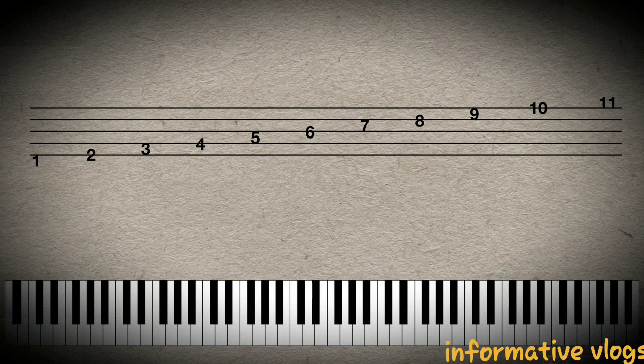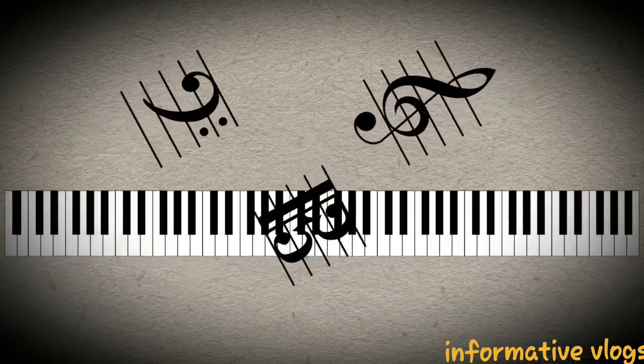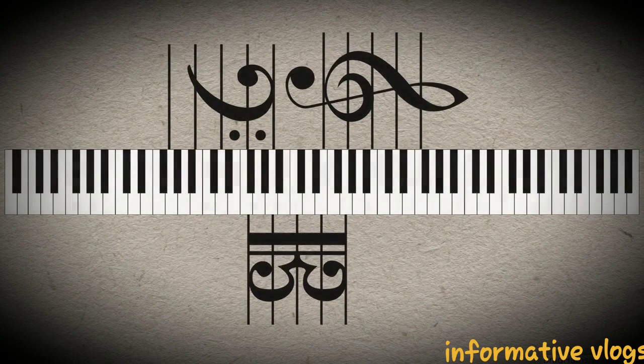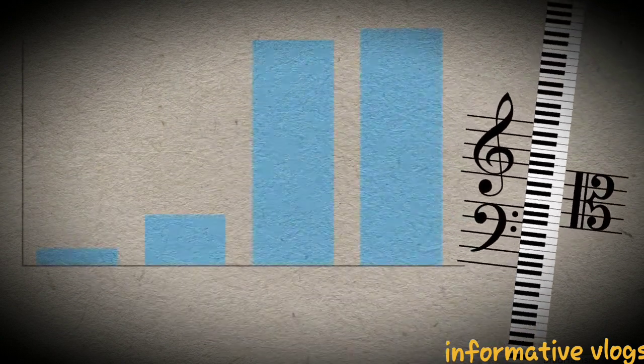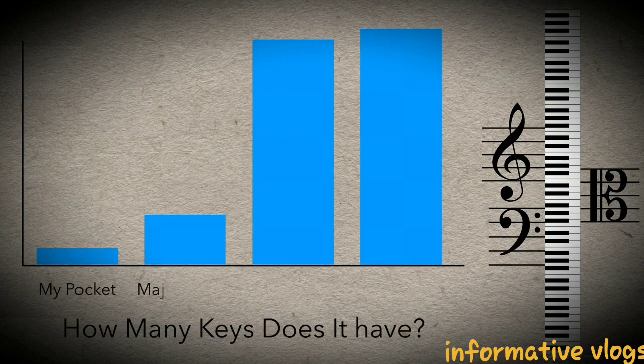So we use a symbol called a clef. The purpose of the clef is to let us know what part of the piano the staff is actually referring to. It's kind of like how a graph doesn't really mean anything unless we add labels to add context to the information displayed.